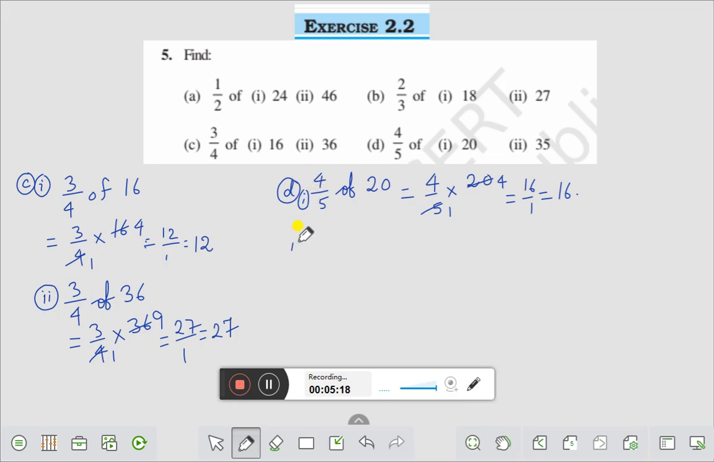Now D2 is 4 by 5 of 35. That will equal to 4 by 5 of, means multiply, 35. 5 1 is 5, 5 7 is 35. That will equal to 4 7 is 28 by 1, that will equal to 28.